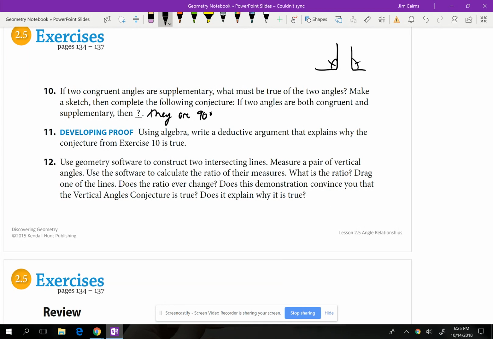So if two congruent angles are supplementary, that means if you have angle 1 and angle 2, the measure of angle 1 plus the measure of angle 2 equals 180. And clearly both would have to be 90. Number 11, using algebra, write a deductive argument that explains why the conjecture from number 10 is true.